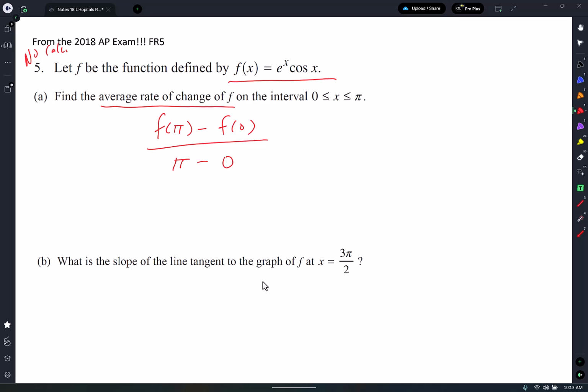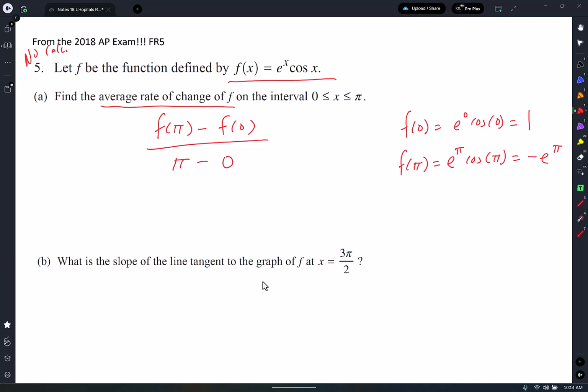I'm going to go to the side. I'm going to go f of 0, e to the 0 cosine 0. E to the 0 is 1, and cosine of 0 is also 1. So 1 times 1, 1. F of pi, and I'm going slow. That's e to the pi. You do not know what e to the pi is, so leave it as e to the pi. If you put a decimal, it's going to get flagged, 100%. Cosine pi is negative 1. Negative 1 times e to the pi is just negative e to the pi.